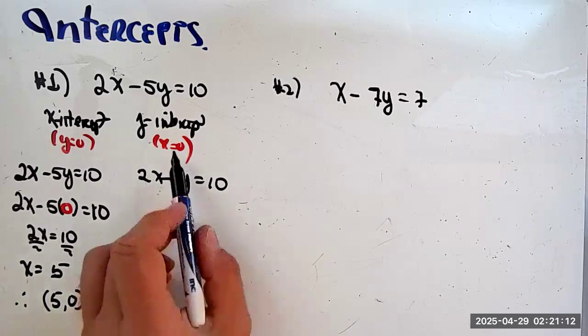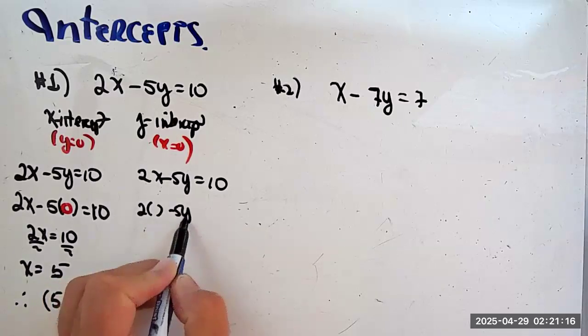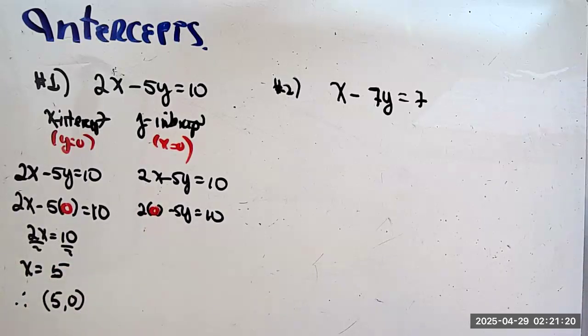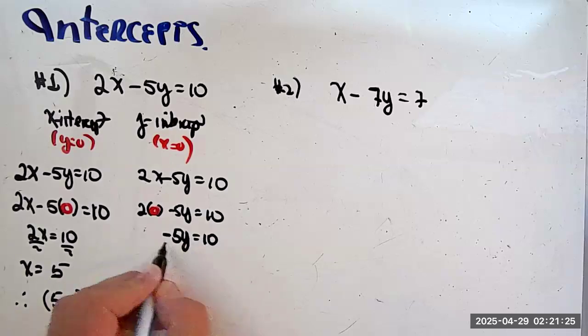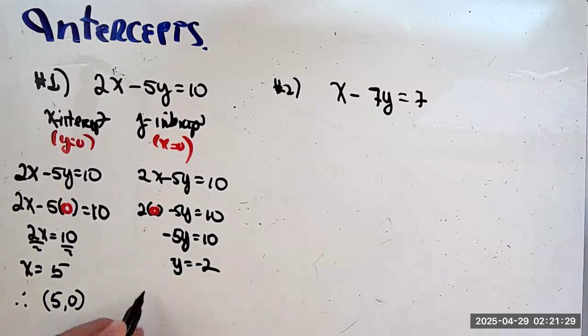We do a similar process for the y-intercept, but this time we make x equals 0. So now we force x to be 0. 2 times 0, of course, is 0. So negative 5y equals 10, divided by negative 5, y equals negative 2. Therefore, my intercept will be (0, negative 2). And that will be it.